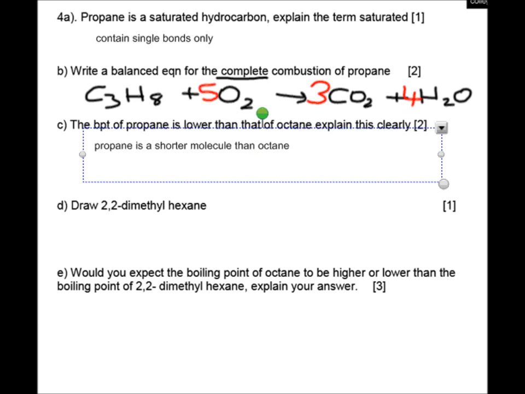Because it's shorter, that means that there's less points of contact between the molecules. So there's less van der Waals forces, or weaker van der Waals forces between them. So your 2nd mark would be for saying there's less or weaker van der Waals forces between the molecules.